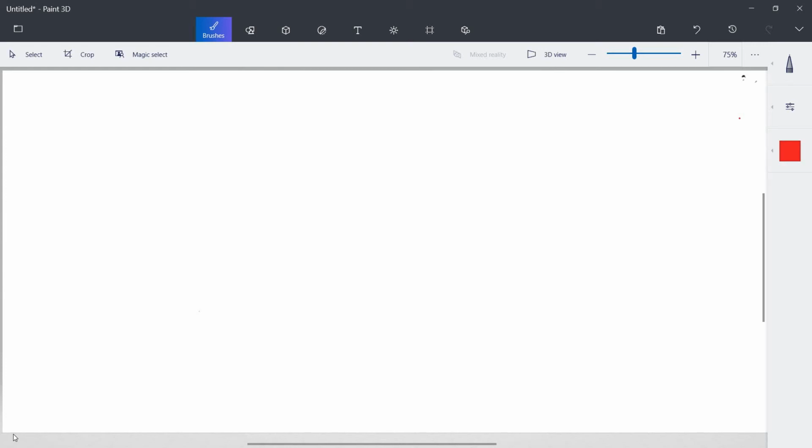Good morning, everyone. Today we will discuss the perpendicular axis theorem. So let's discuss what we mean by perpendicular axis theorem. We should know the perpendicular axis theorem.